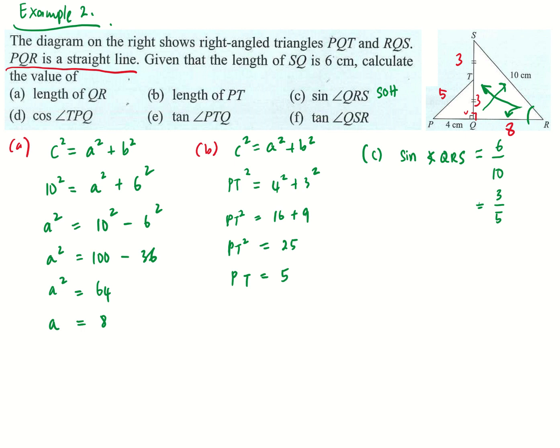So next, cos. We know that cos is CAH. So for question D, cos angle of TPQ. This is your eyes. By looking, this is the opposite and this is the adjacent, and the side opposite the 90 degrees is the hypotenuse. So adjacent is 4 over hypotenuse is 5.